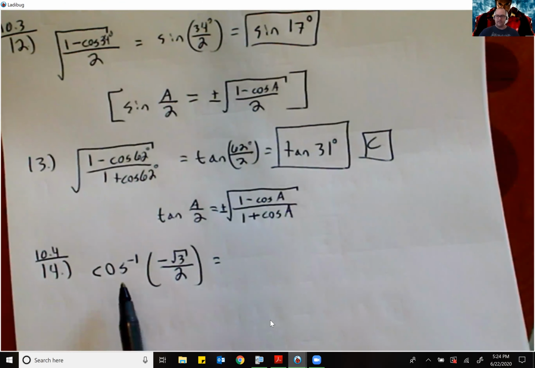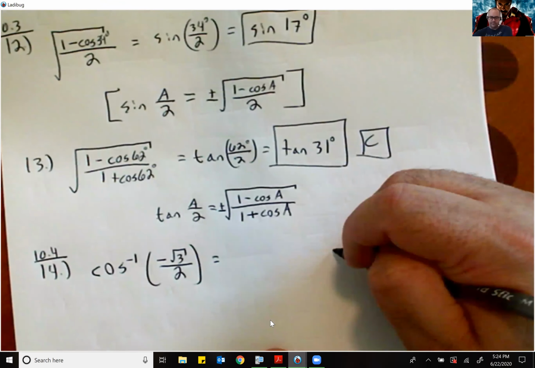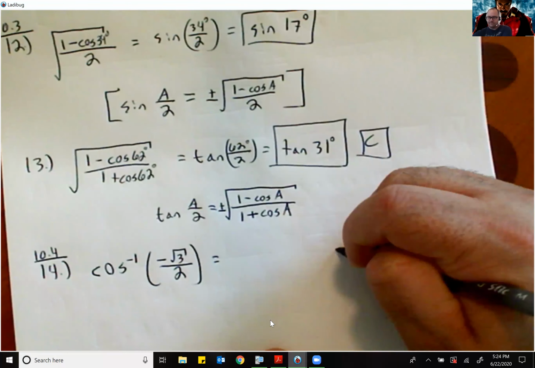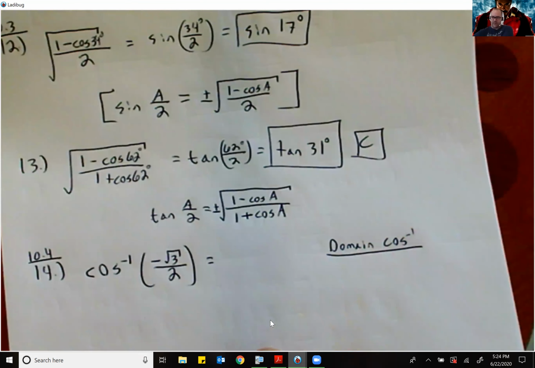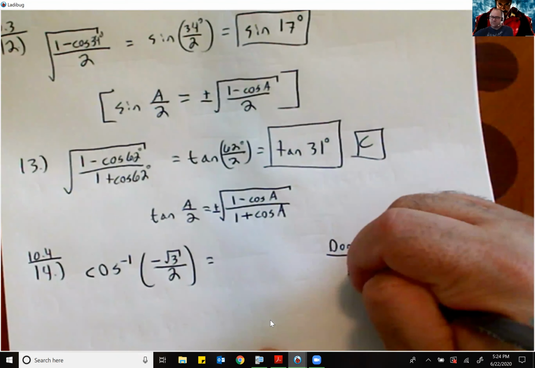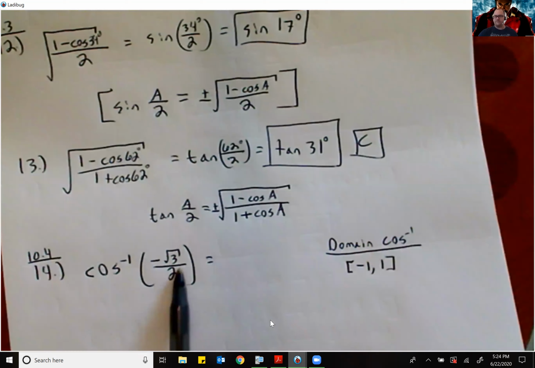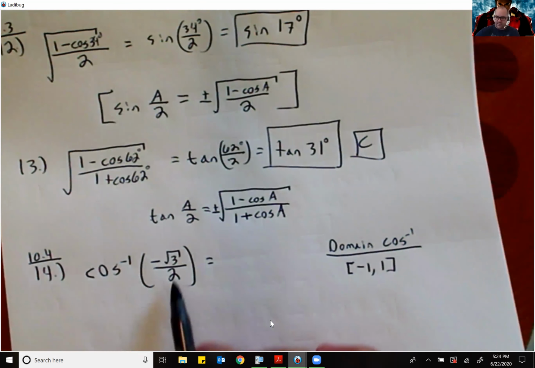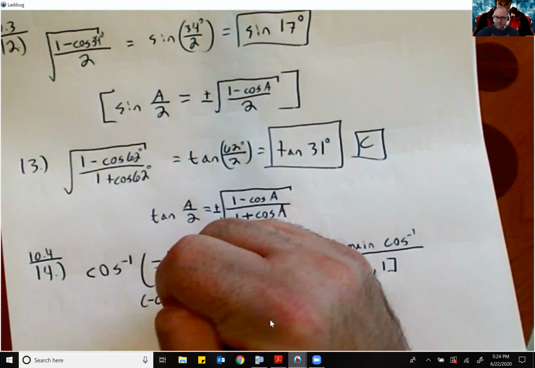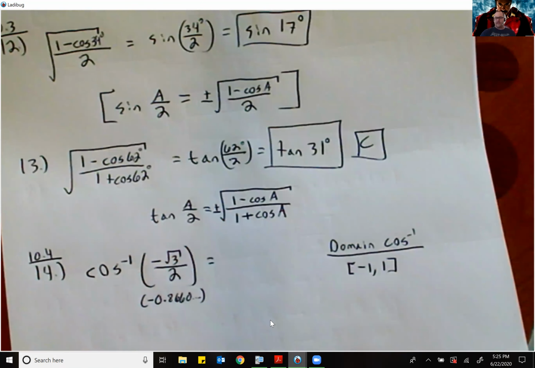Is this possible? So can we take the inverse with a number like negative square root of 3 over 2? Well, the domain of the inverse for cosine is from -1 to 1. So does this number fall within that range? Well, if you just go to your calculator and do the division, this number right here is -0.8660, and so on. So is this number within that? Absolutely. So we can take the inverse of this.